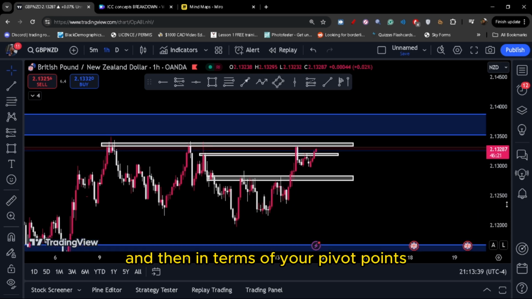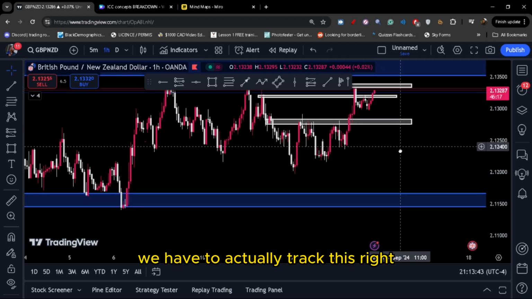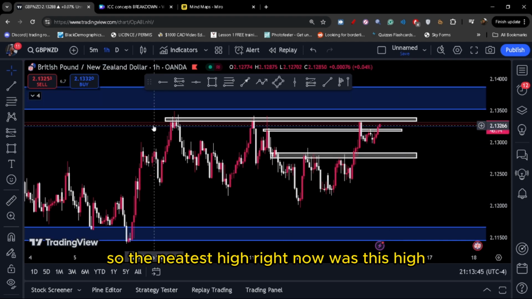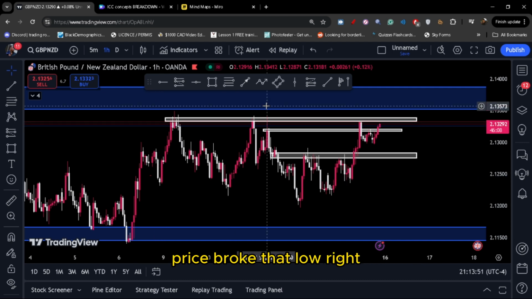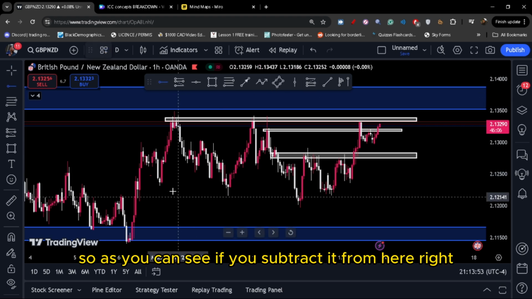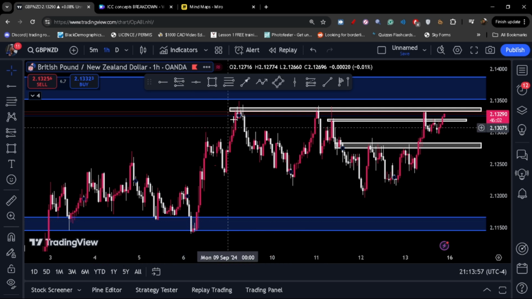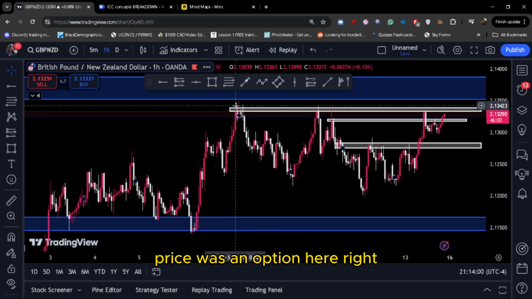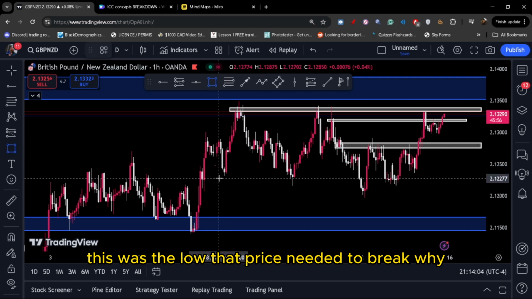And then in terms of your pivot points, right? Right now, we have to actually track this. The latest high right now was this high, and then this was the low that price needed to break. Price broke that low, right? So let me break this down for you. If we track it from here, price was in the uptrend here, so this was the high it created. This was the low that price needed to break.